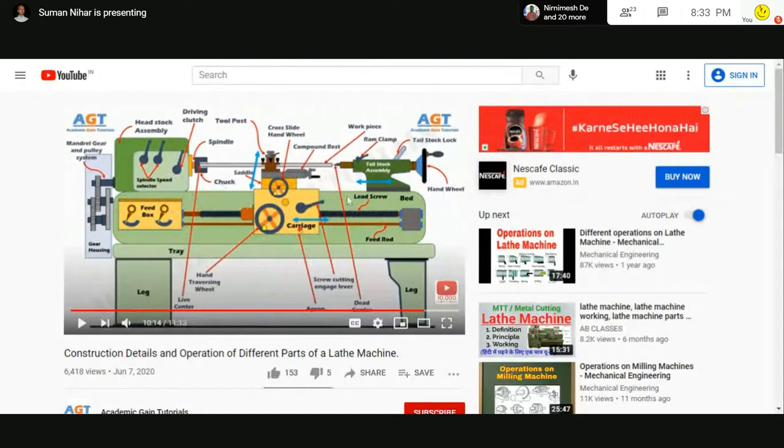On the lathe bed there will be guideways. Guideways means this is like a rail, so that this tailstock can move left hand side and right hand side.